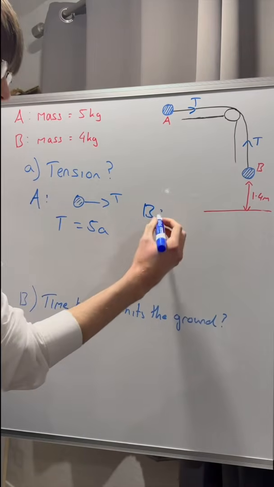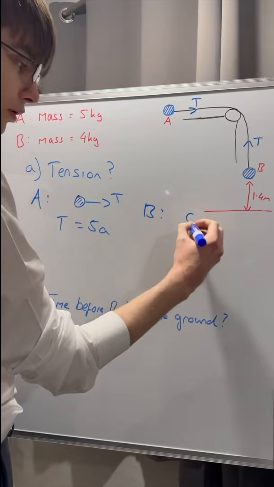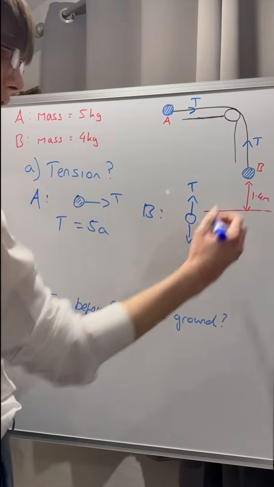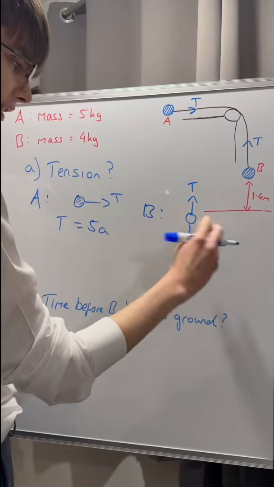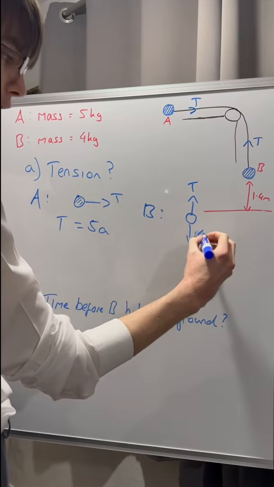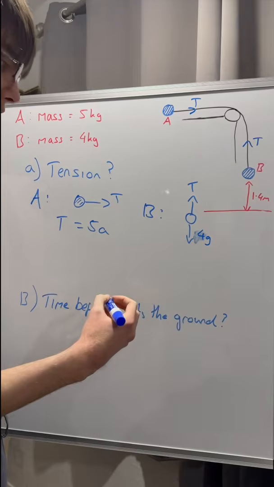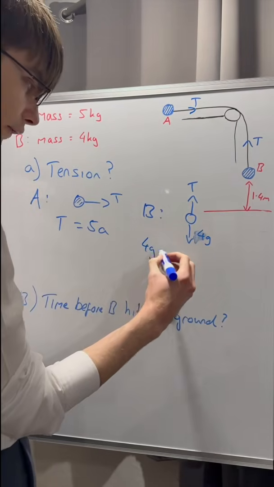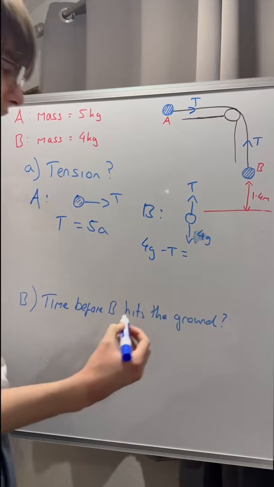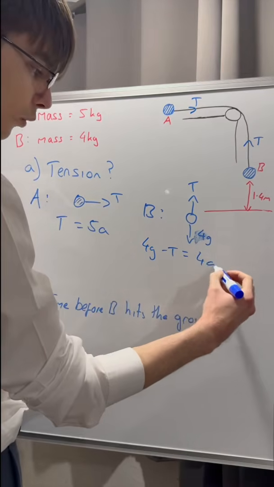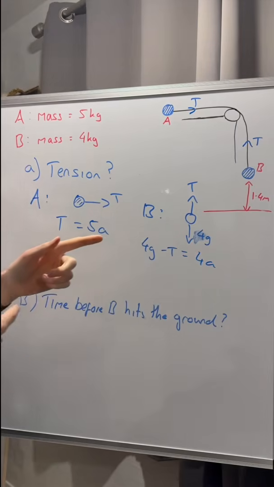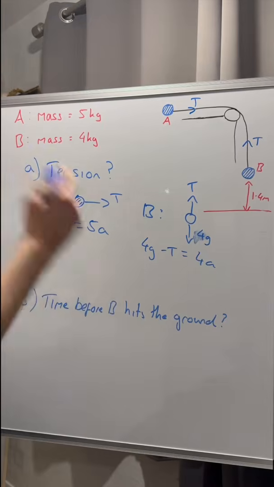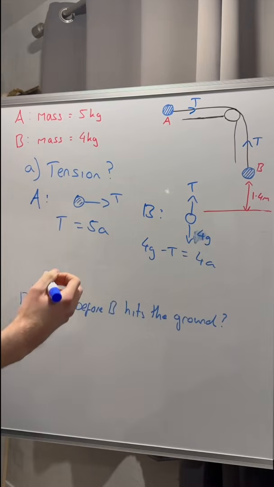Then for B, we have tension acting upwards, but downwards we have a weight. That weight is not 5, that weight is 4g. So my resultant force, well, which way is it moving? Well, it's moving downwards, so my resultant force is 4g minus T, and that is equal to ma, which is 4a. a and T are going to be the same in both equations because this is a light, inextensible string, so I can merge these two equations together.